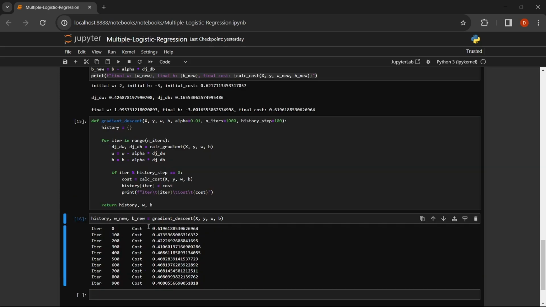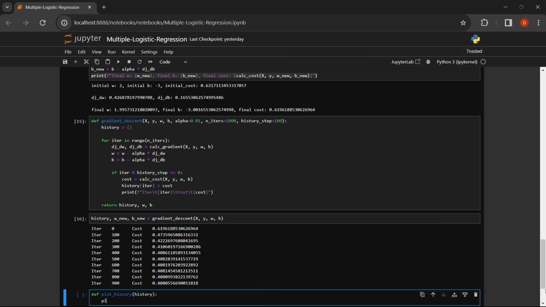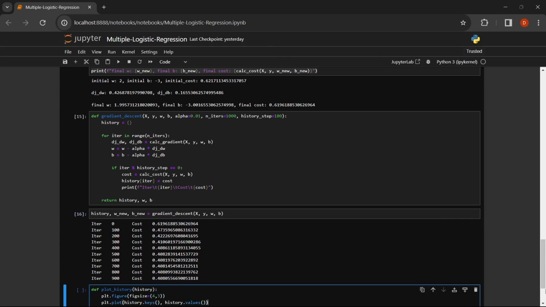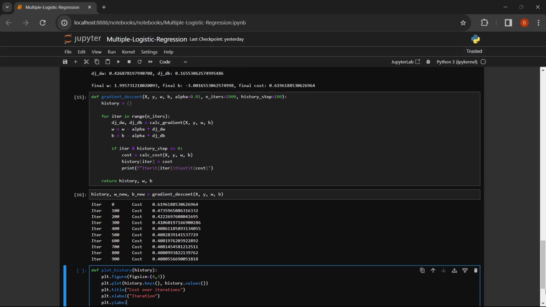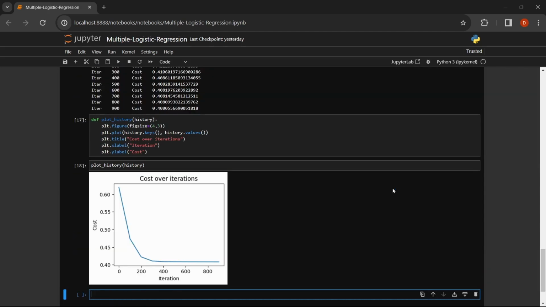Alright, so after running that function, it looks like our cost started up around 0.62, and then over time it went down to about 0.4 and then flatlined. So let's go ahead and plot this history so we can visualize it. Alright, so here we have a visualization of the cost over all the iterations. And with that, let's plot some predictions again.